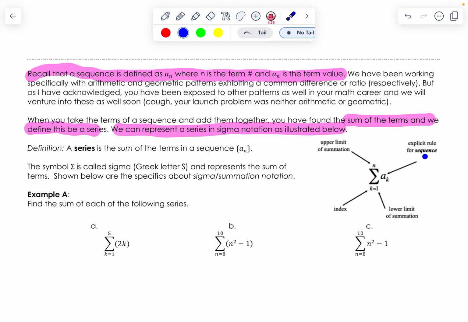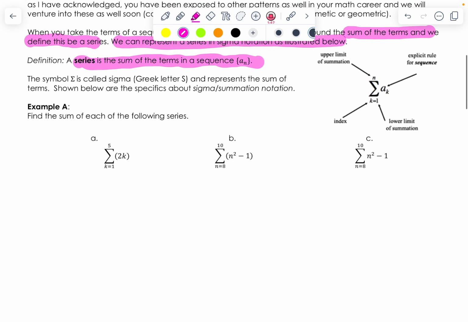So we learned an A sub n formula and a G sub n, the explicit. So again, a series is the sum of the terms of a sequence. The symbol sigma is a Greek letter S, and it represents the sum of the terms. Shown below are the specifics about sigma and summation notation. So what we're going to do now, and we'll do each one of these.